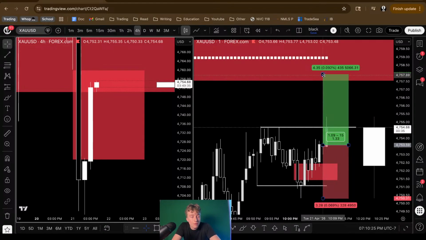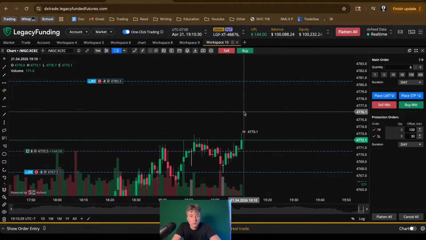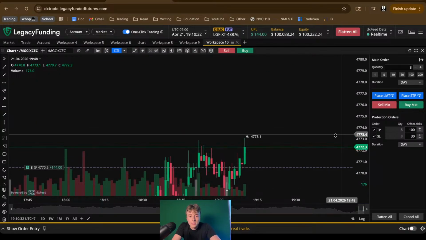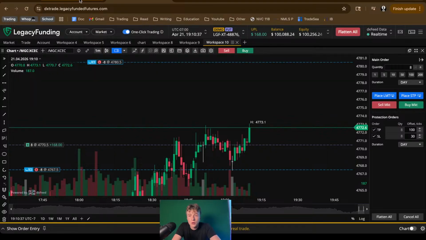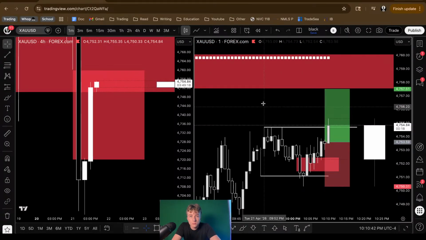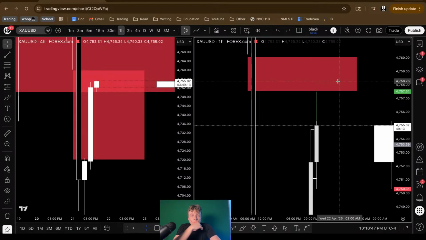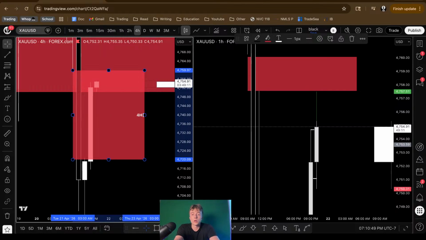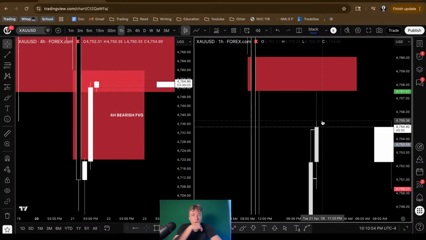So it's going to be 4757 on the Forex chart. So I'll let you guys know when that is going to be on Legacy. But let's go. Currently floating $160 on 8 micros. So this is what we're aiming for, guys, on the 1 hour time frame. 4 hour bearish FVG. It's a daily bearish IFVG as well. But on the 1 hour time frame, we might just tap into this gap right here before going back down.